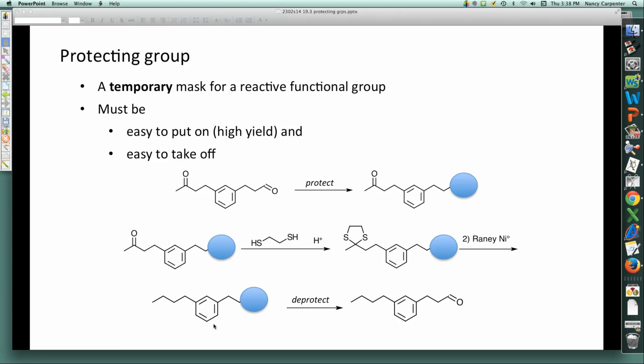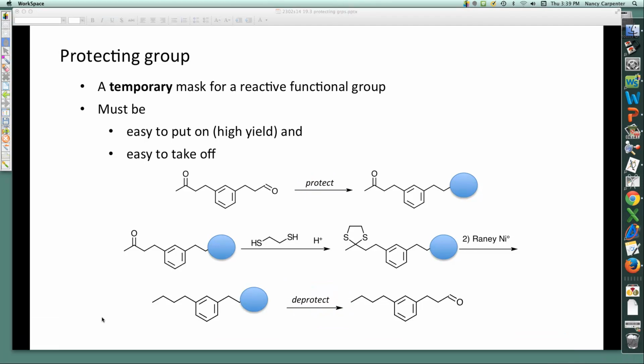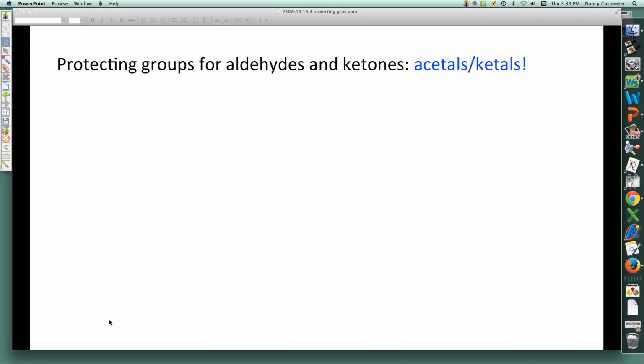So that's the strategy behind the use of a protecting group. The obvious problem with it is that we have two additional steps, so it means a longer synthesis and overall a reduced yield. We'll look at just a couple of functional groups in terms of what kinds of things we use for protecting groups. The first one is aldehydes and ketones. The reason we are using that is because we just learned about it. It's a good reinforcement for the formation of acetals and ketals.